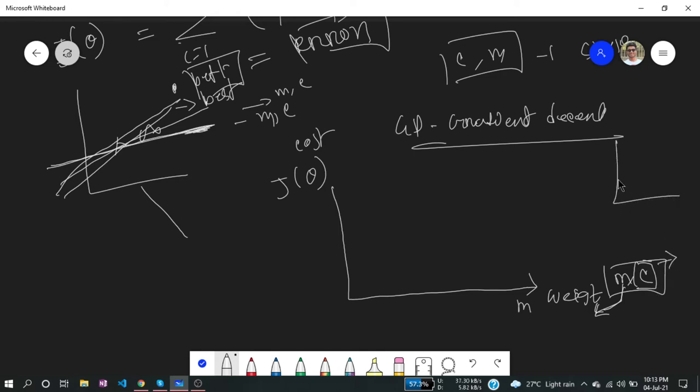Suppose you consider your c is constant here, but you are just trying to move this slope. Initial condition, just assume that. Now, this is your cost and this is your weight. Suppose you have assumed your weight as here. Suppose in the initial condition, we have assumed that our weight was 0.1. Have you seen that?